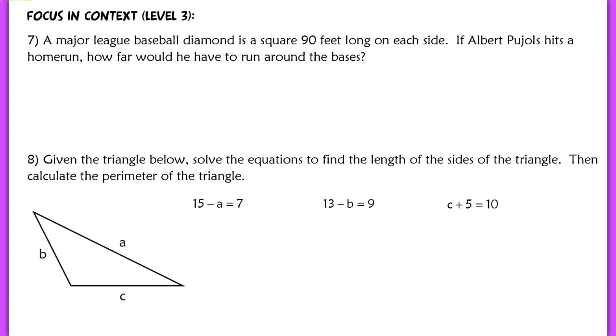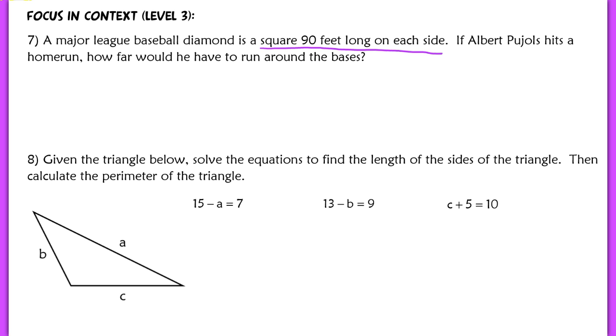Okay, next up is our level 3 question, our focus and context questions. So this is when we're going to apply the idea of finding the perimeter of polygons to word problems. So let's start with our first word problem, number 7. A Major League Baseball diamond is a square 90 feet long on each side. If Albert Pujols hits a home run, how far would he have to run around the bases?